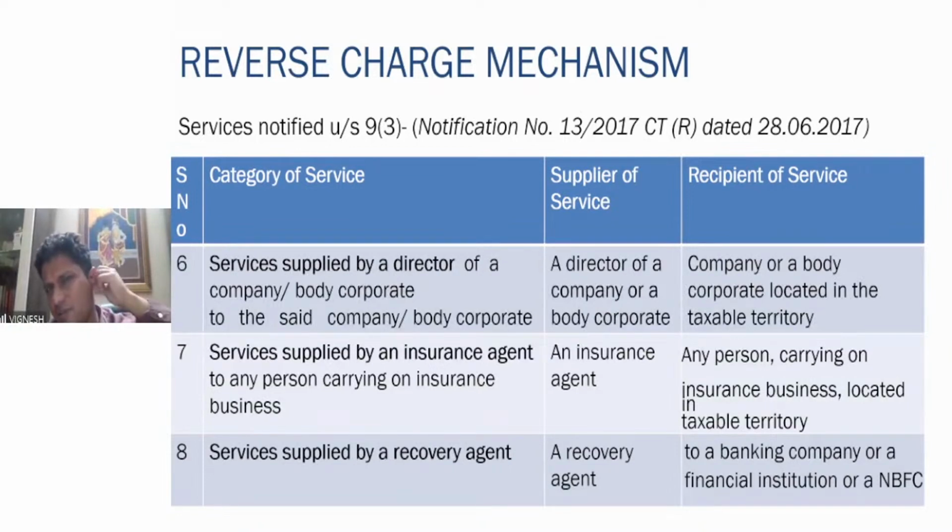Then next one is insurance agent providing service to any person carrying on the insurance business. Very simple. If you go to LIC or any other insurance company, a lot of agents will be there. These agents provide the service to the insurance company, for which they get commission. So in this situation, the insurance agent need not pay any GST. The insurance company will pay the GST on the reverse charge mechanism.